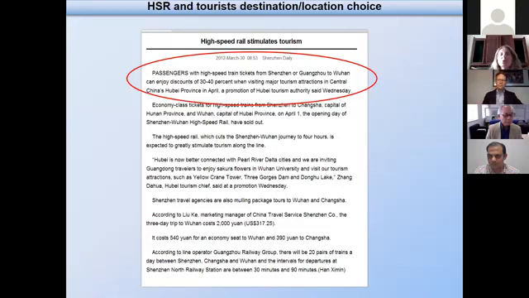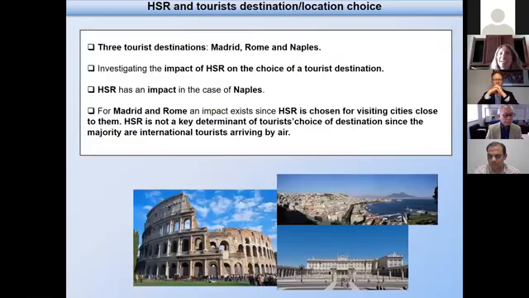The idea came to my mind after reading this article: passengers with high-speed train tickets from Shenzhen or Guangzhou to Wuhan can enjoy discounts of 30–40% when visiting major tourism attractions in central China's Hubei province in April, a promotion of Hubei tourism authorities said Wednesday. So what I did immediately was to start proposing surveys and interviewing tourists in several cities. I've just reported here some case studies.